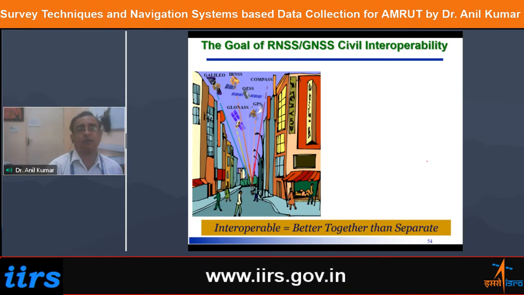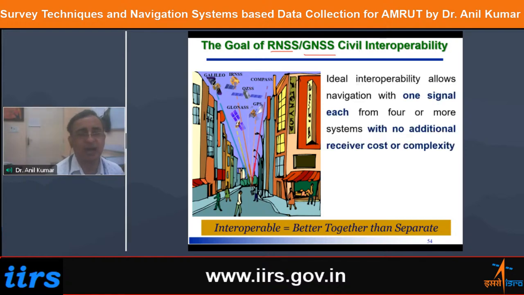A goal of regional and GNSS civil interoperability: can we integrate the data coming from different satellites, whether regional or global? The answer is yes. You can see here, specifically in the urban region, when you are mapping very narrow lanes, it is very difficult to get the signal from a single satellite, and we require a minimum of 4 satellites. So if we have signals from other satellites, the probability of getting the minimum 4 satellites increases. That's one.